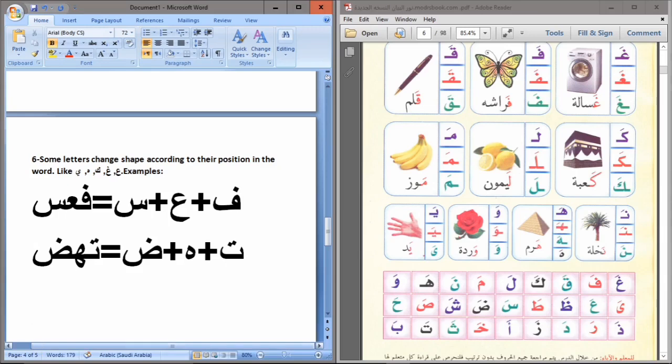Let's take one more example. Say we have Fa plus, let's take Ya, and let's take Lam. So it will look like this: Fa, Ya, and Lam. Look at how the Ya changes. It looks like Ba, as you can see, just that it has 2 dots. So it will look like Ba or Nun in writing, but it has 2 dots below. So these are the things that you should take note of when writing or joining letters to each other.